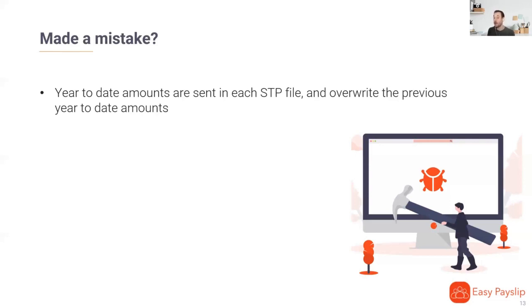So there is not a drama if you make a mistake. Ideally, you want to identify it as quickly as possible, but it's just a matter of deleting the payslip, redoing it. That will generate a new STP file, and you can then send that.